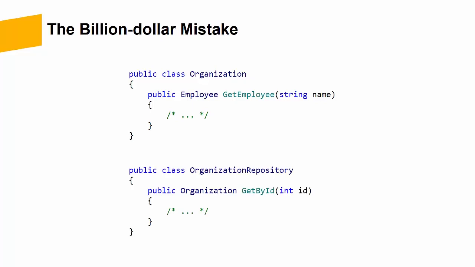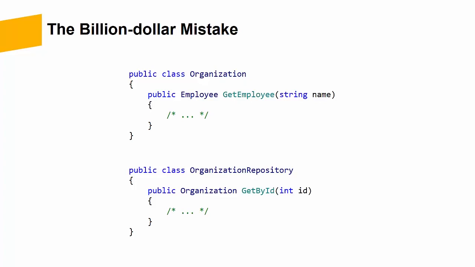Here's another example. This is a simple repository that returns an organization given some ID. So what happens if you pass an ID which is not present in the database? Will it simply return a null, or will it throw an exception? You also cannot possibly know that without looking inside, because the signature of this method doesn't tell you anything about that.